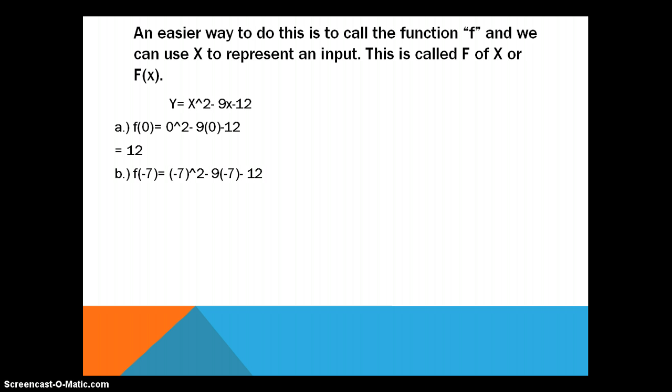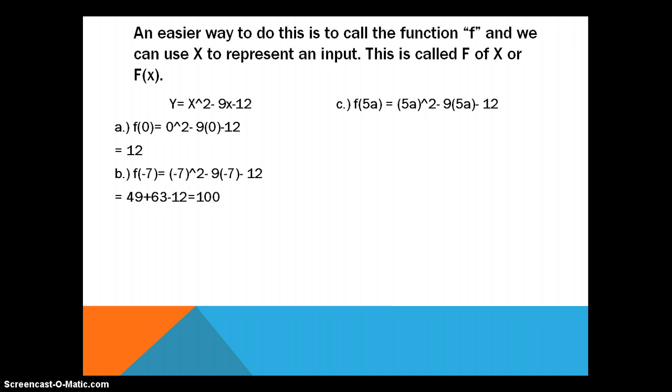f of -7 equals -7 to the second minus 9 times -7 minus 12. -7 to the second makes 49, and -9 times -7 equals 63. Which 49 plus 63 minus 12 equals 100.